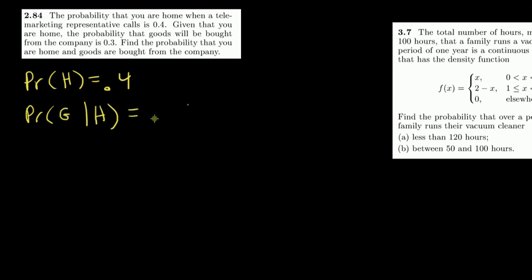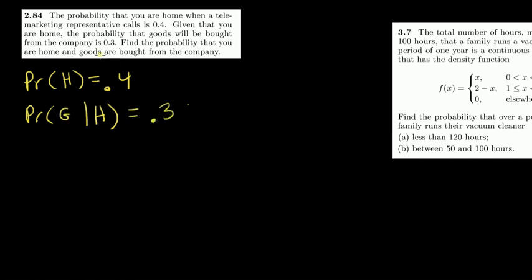So the probability that you are home when a telemarketing representative calls is 0.4. So let me go and write that down. I'll use H for home. Okay, given that you are home, so now it's been given that I'm home, so I'll go and write conditional on being home. The probability that goods will be brought home from the company is 0.3. All right, so I'll write G for goods is 0.3.